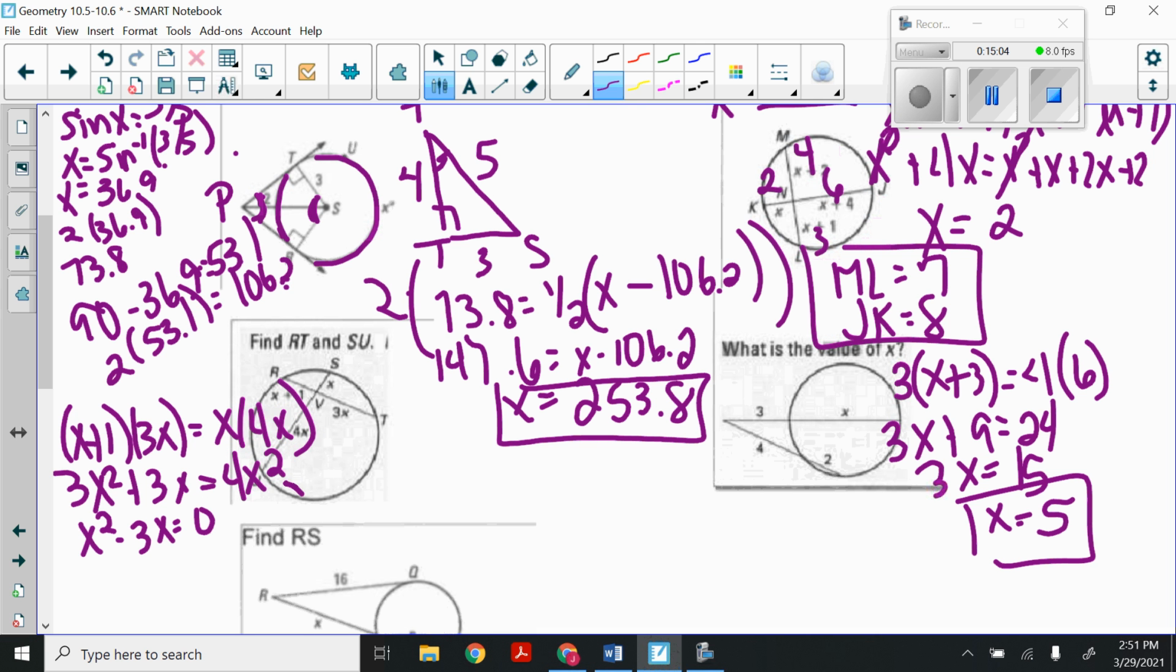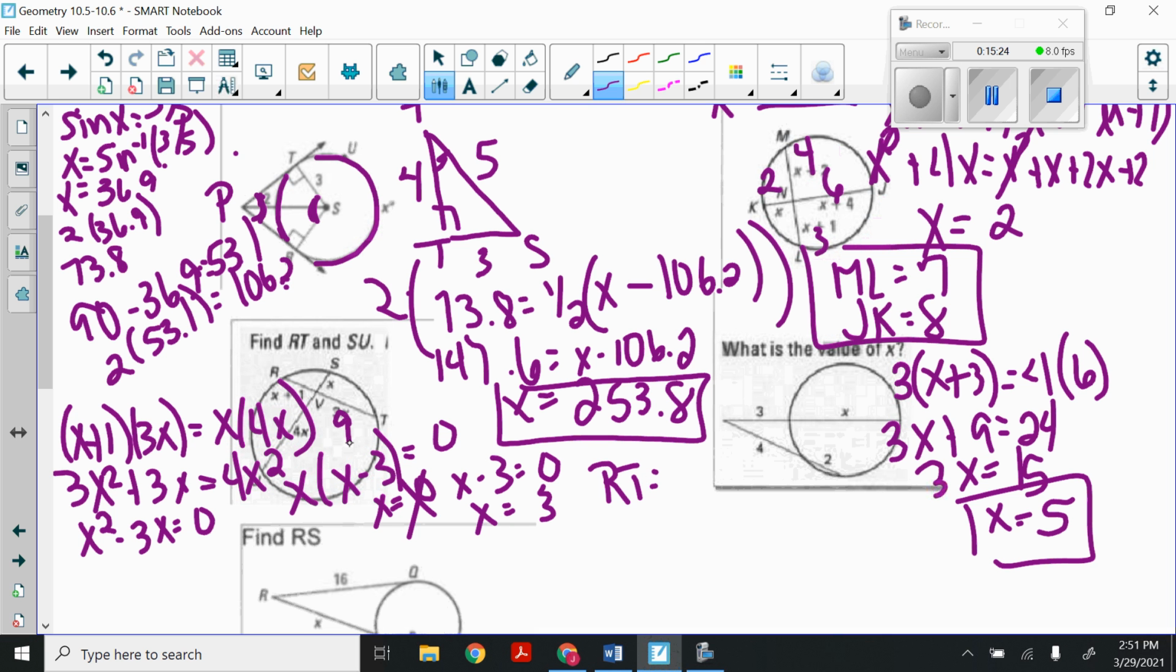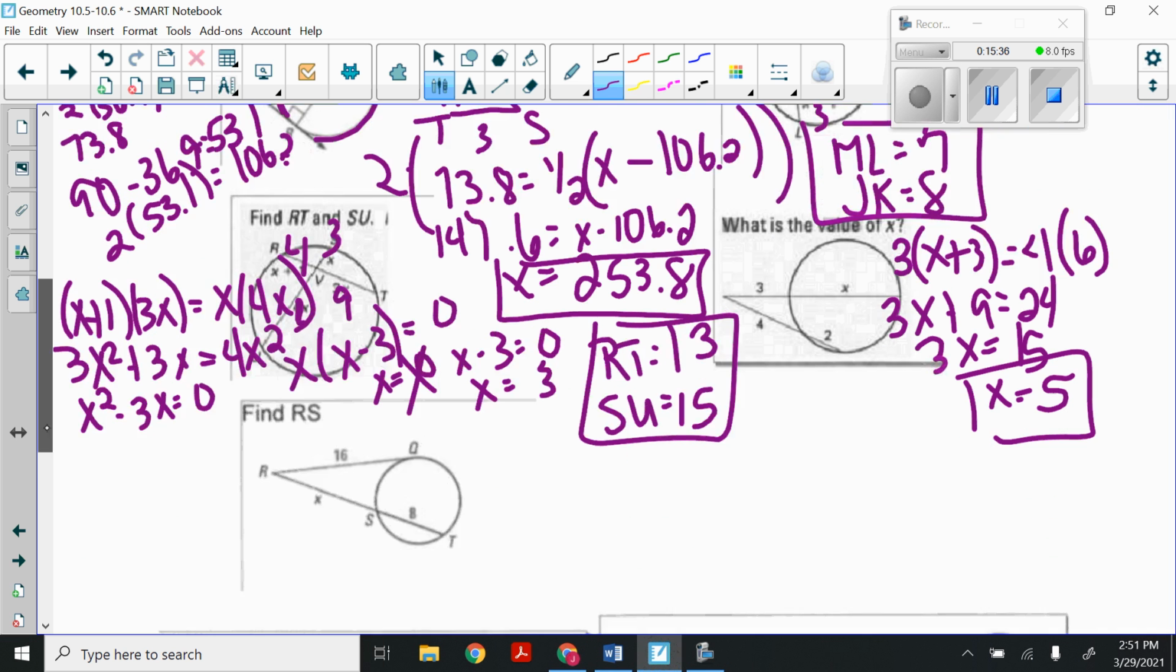I can factor an x out of that, and then I get x minus 3. Set those both equal to 0, so I get x minus 3 equals 0, x equals 3, and x equals 0. If I'm finding a length, 0 is not going to be a possible answer. So now RT, let's see, this is 9 and 4, so that's 13. S to U, so this is 3 and 12, 15. So I'm just plugging those values back in.